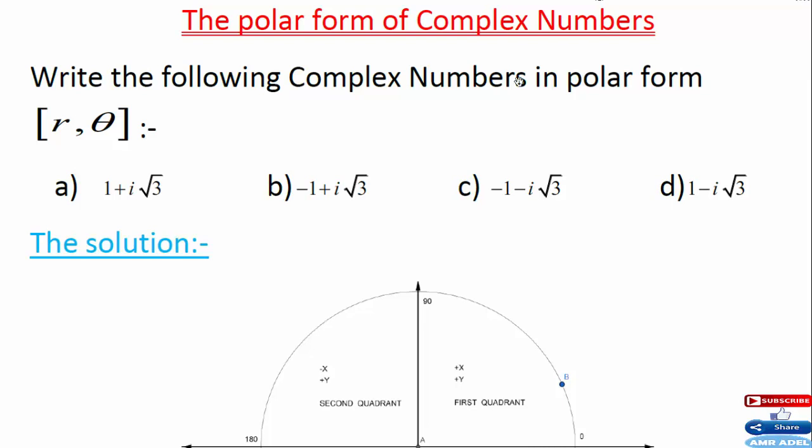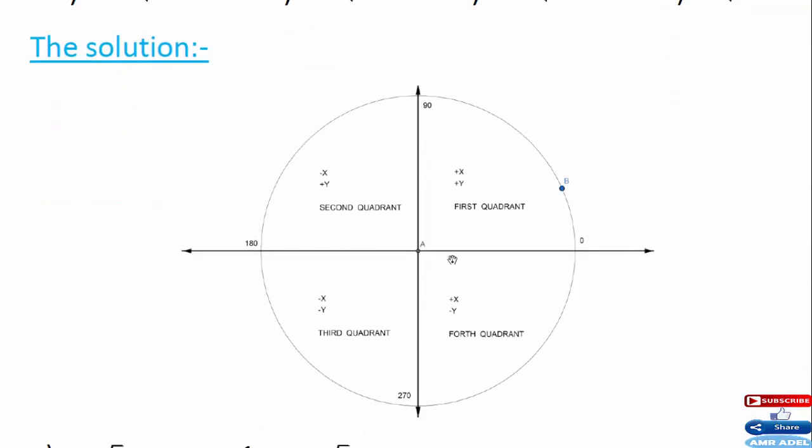Today we will study how we can change from algebraic form to polar form. First of all, we have to focus on this circle. We have here 4 quadrants. The first one starts from 0 up to 90. The second quadrant starts from 90 up to 180. The third one starts from 180 up to 270. The fourth quadrant starts from 270 up to 0.